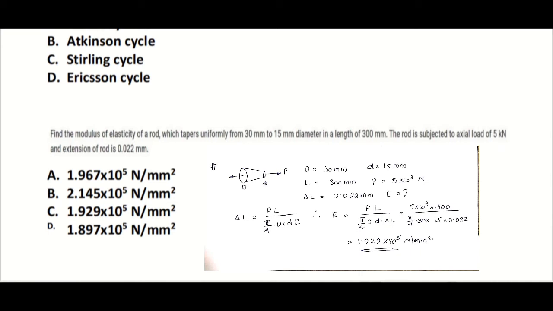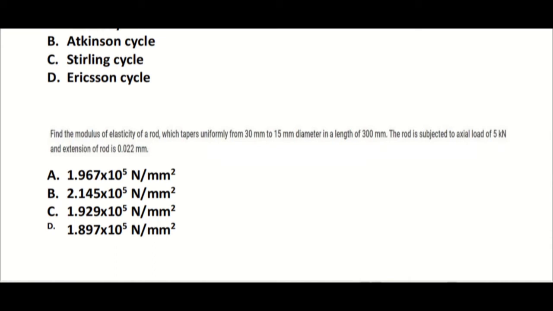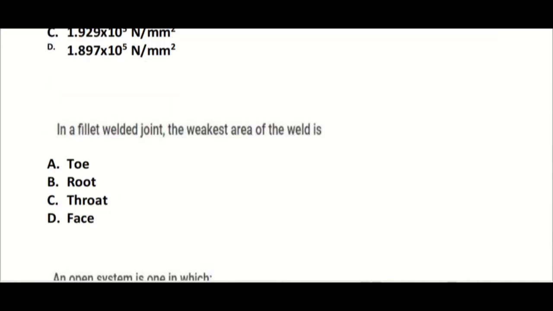Capital D, the larger diameter, is 30 millimeter and small d is 15 millimeter. Substitute these values and find E. Young's modulus E will be equal to 1.929 into 10 raised to 5 Newton per millimeter square. So the answer is option C.